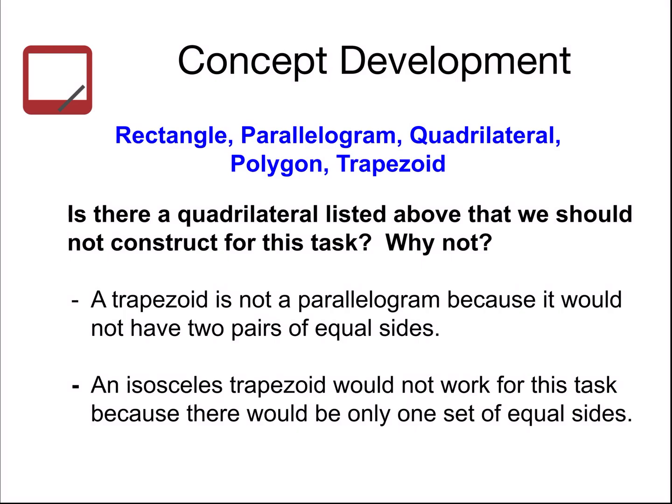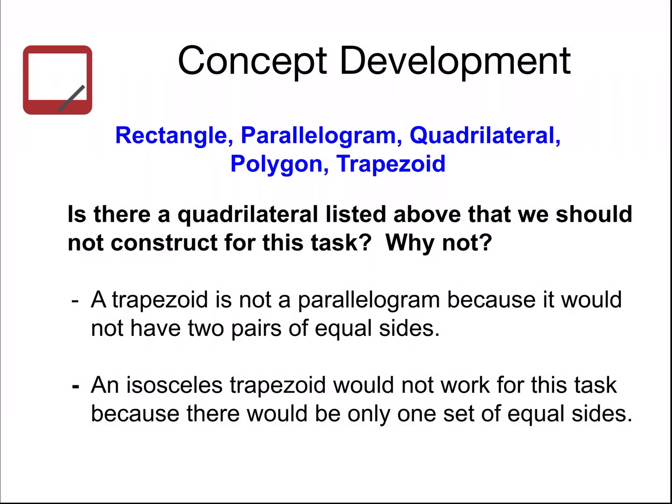Out of the names listed above, rectangle, parallelogram, quadrilateral, polygon, and trapezoid, is there a quadrilateral listed above that we should not construct for this task? Why not? A trapezoid's not a parallelogram because it would not have two pairs of equal sides. An isosceles trapezoid would not work for this task because there would only be one set of equal sides.